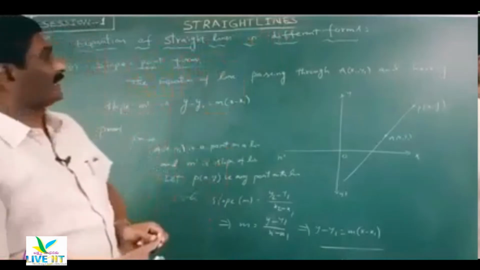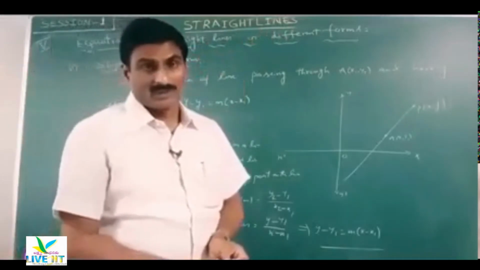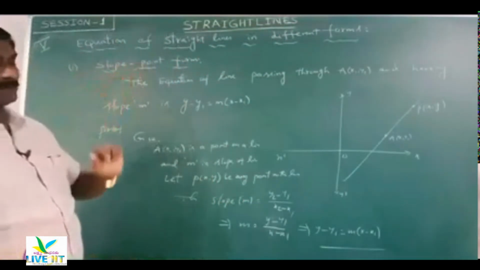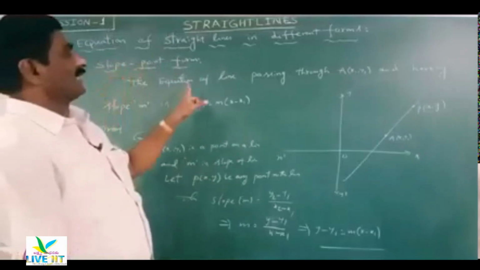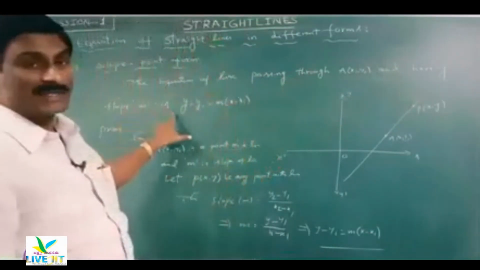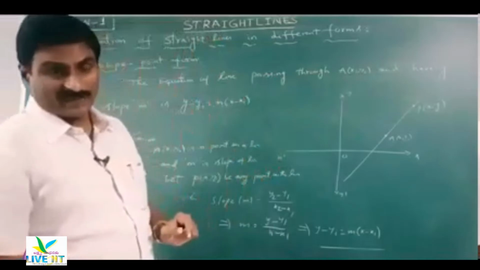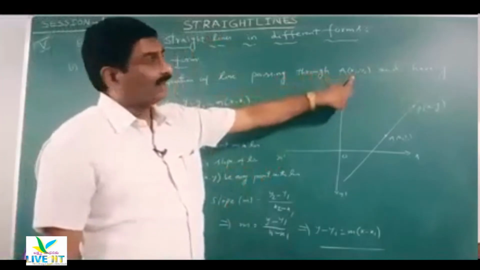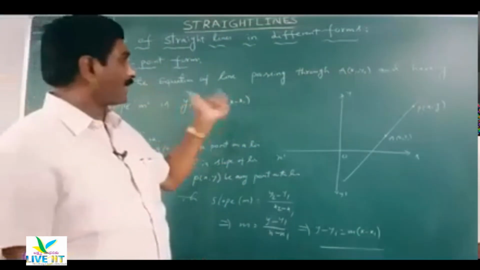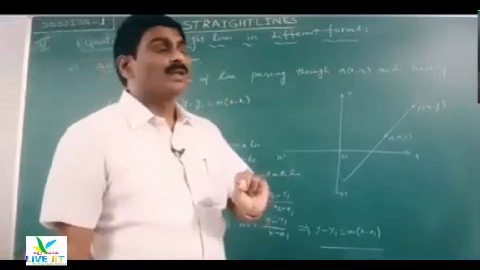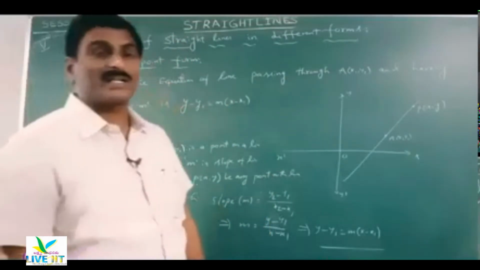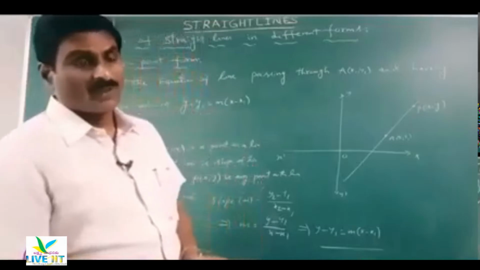Next, the fifth one. Equation of straight lines in different forms. Again, first one, slope point form. In this case, the equation of the line passing through the point A(x1, y1) and having the slope m is y minus y1 is equal to m into (x minus x1). Very, very important. It is said to be slope point form. If the slope is given and the point is given, then the equation of the line is y minus y1 is equal to m into (x minus x1).